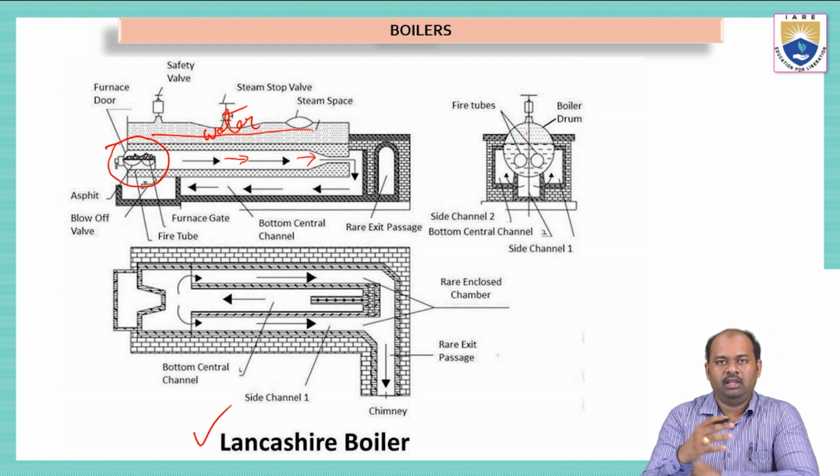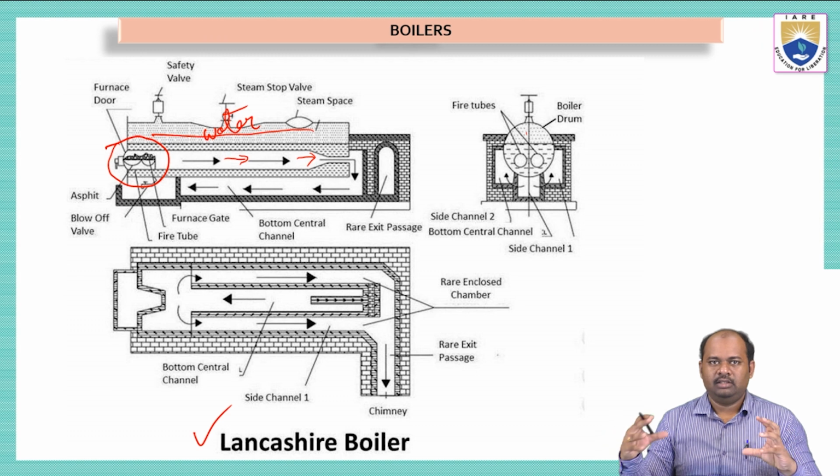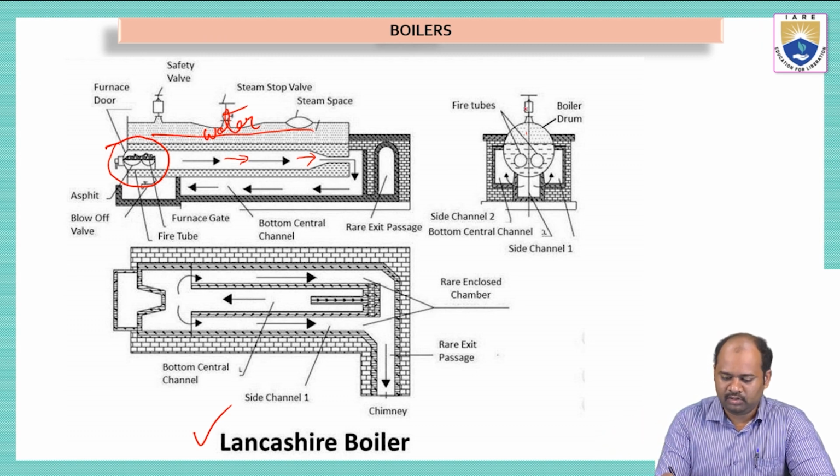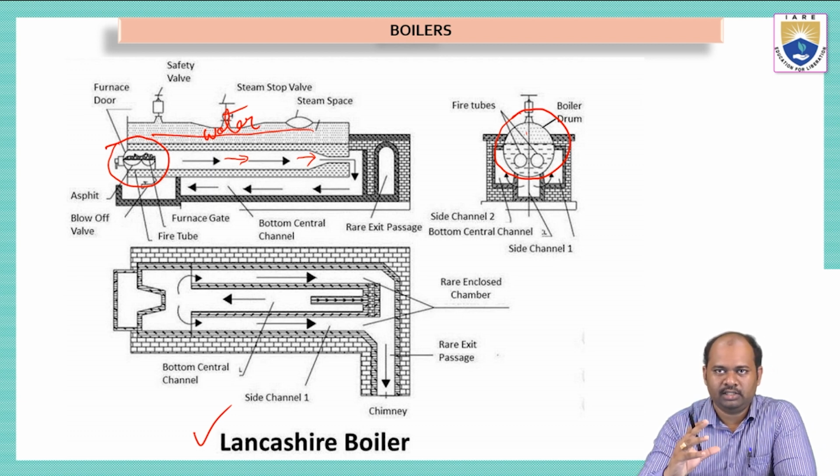So this is a long horizontal cylindrical structure. It is a cylindrical shell, because on the side view we can see this is a cylindrical body. It is circular in shape. And in the front view, we can see it is rectangular. So this is a cylindrical shell structure inside which water is present. The hot gases will boil the water in the shell and steam is generated. This steam can be used.